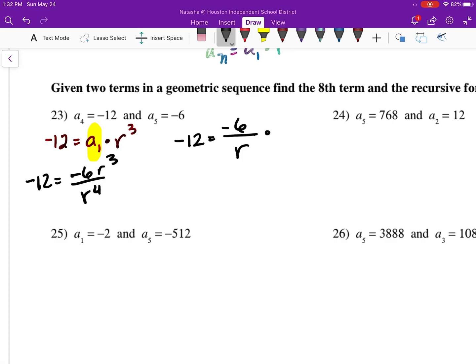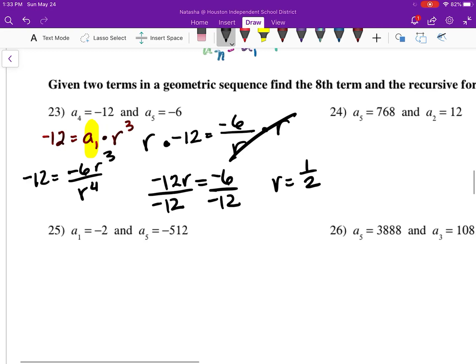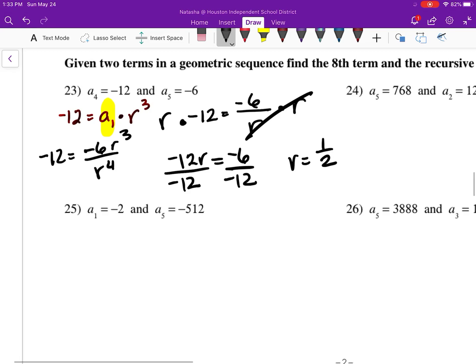Okay, so this doesn't look so bad. Now I want to solve for r. So in order to solve for r, I'm going to multiply both sides by r. That's going to cancel out r on that side, and this becomes negative 12r is equal to negative 6. I'm now going to divide by negative 12. That's going to give me a ratio of positive 1/2. So my ratio r is 1/2.